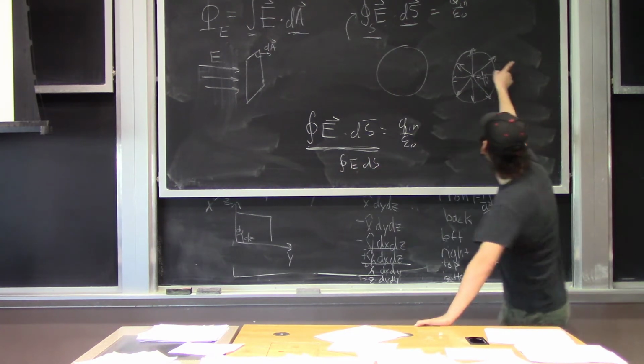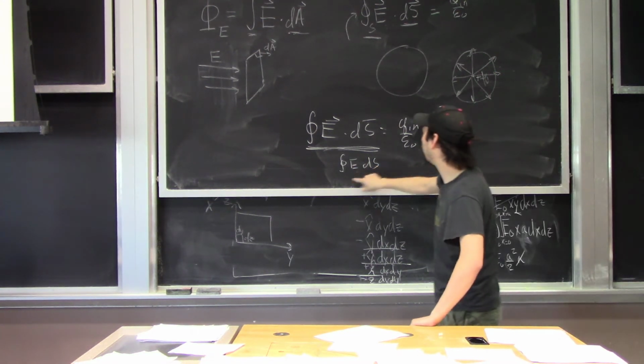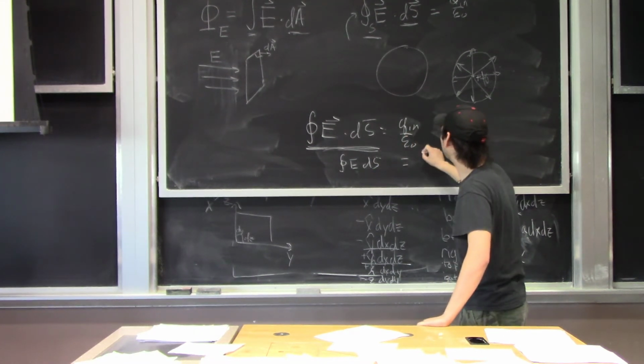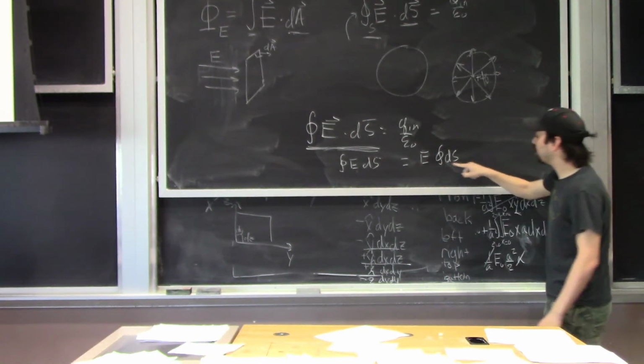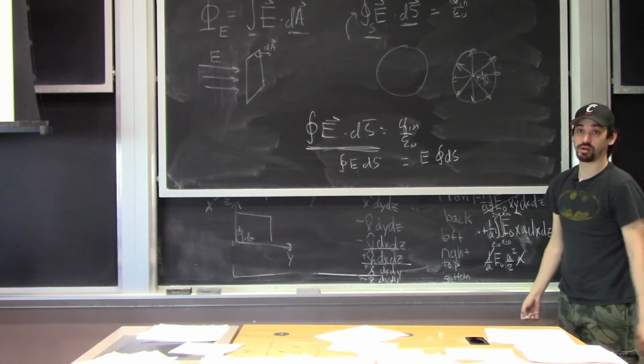E is isotropic, it's the same magnitude in all directions. So I can pull this outside of the integral because it doesn't vary over the same variables as ds. So this is going to be E integral ds. Now this is just the surface area. And for the sphere, that's where you're going to get a 4 pi r squared.